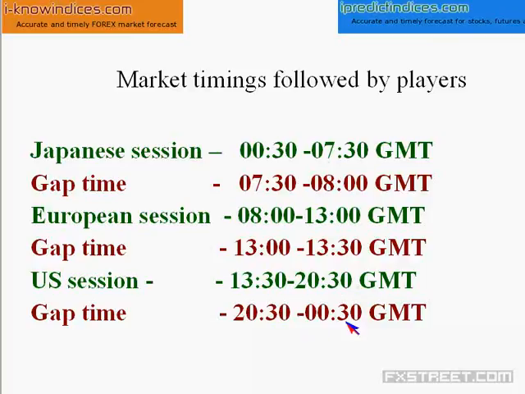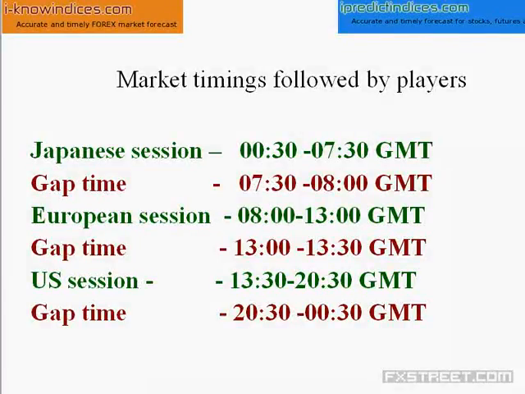So from 20:30 GMT to 00:30 GMT is going to be the gap time before the start of the next day. Then by the end of the month you will find daylight saving time will be incorporated in Europe. As a result, you will find a 30-minute reduction in the Japanese session. So 00:30 to 7:00 GMT will be the Japanese session. Then 7:00 to 7:30 will be the gap time. Then 7:30 to 13:00 will be the European session. So as the time comes, during the Asian session webinar, I'll display the timings again for your reference. And keep in mind all the gap time moves are false moves.